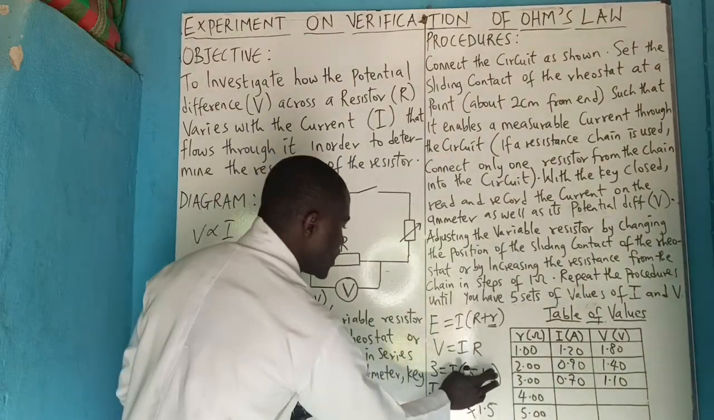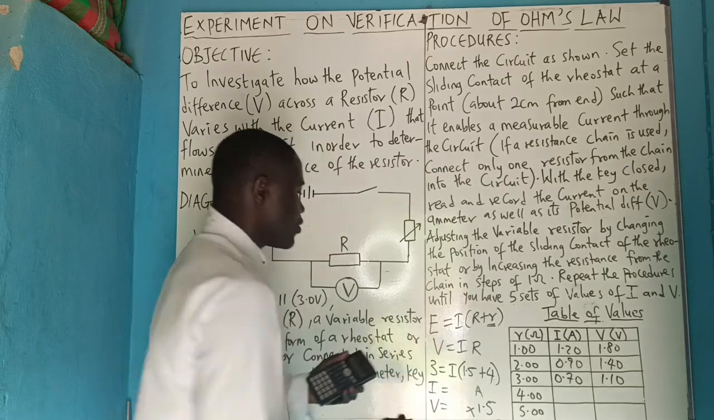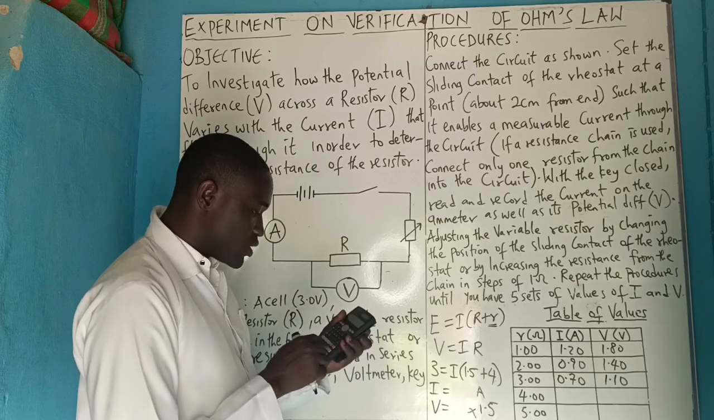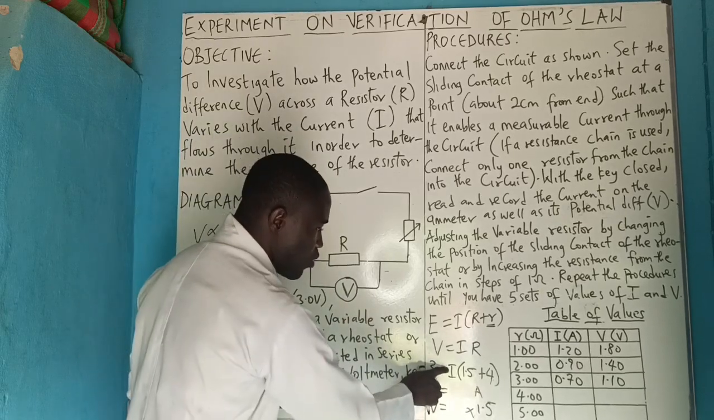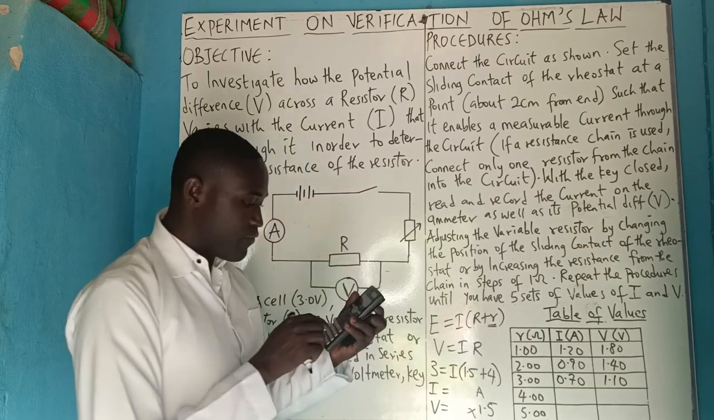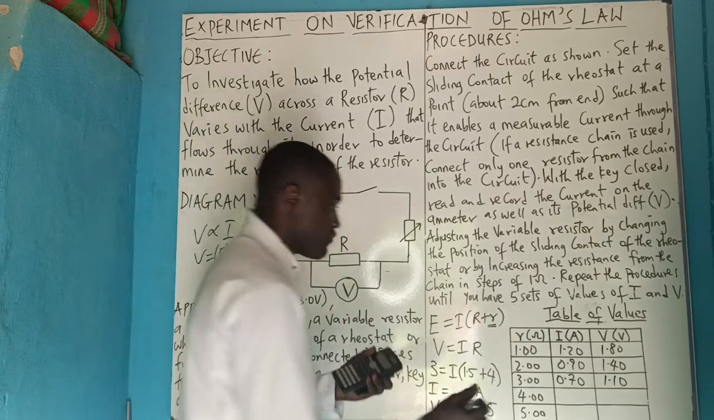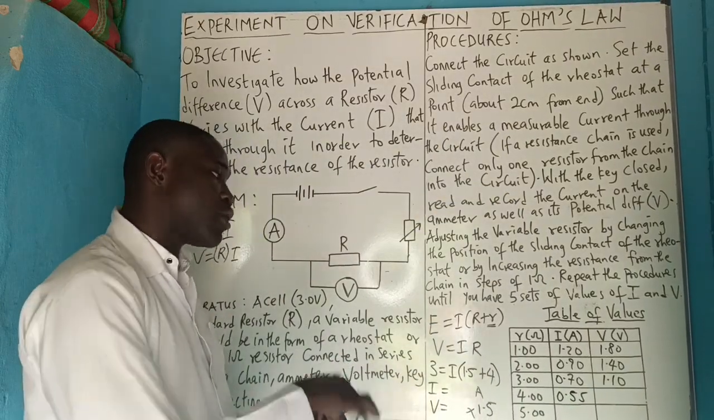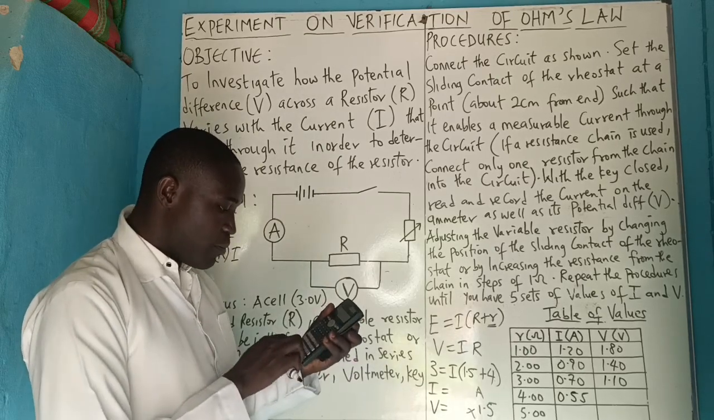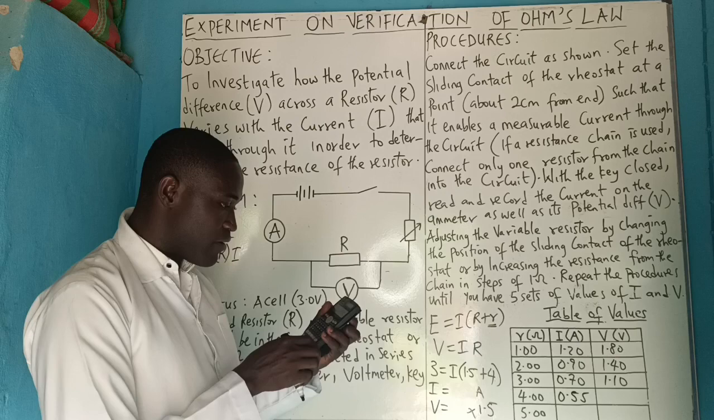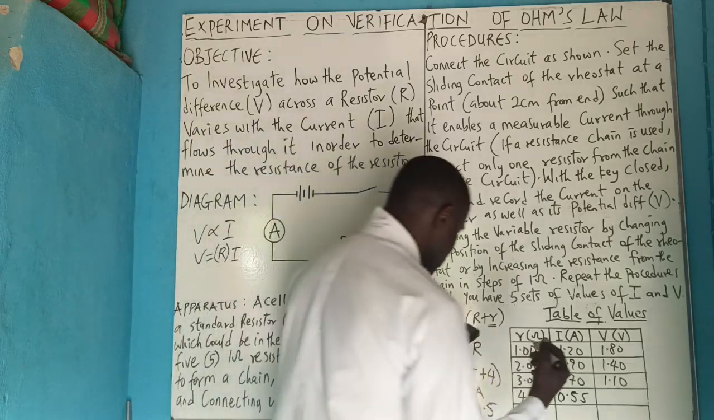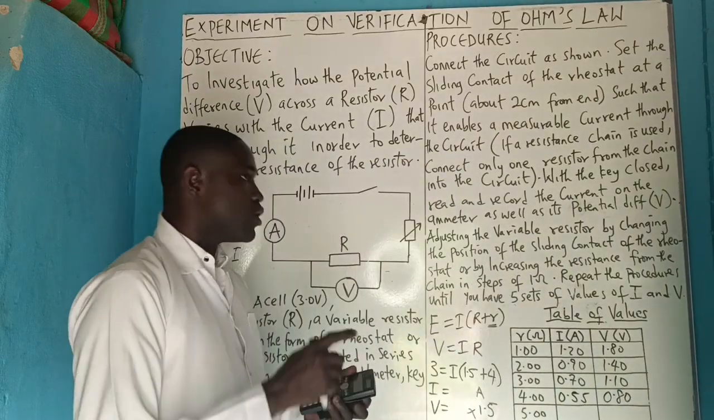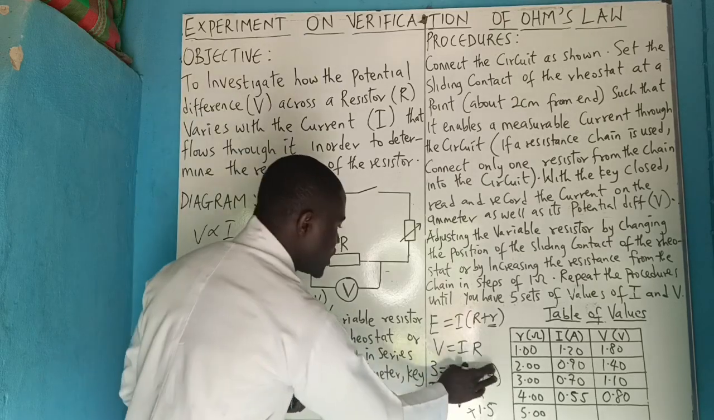We go again, change here to 4. 4 plus 1.5 will give you what? 5.5. So 3 divided by 5.5. I will be equal to this, come down. 3 divided by 5.5 is 0.55. Yes, you can get it in between 0.5 and 0.6. 0.55 times 1.5, 0.8.